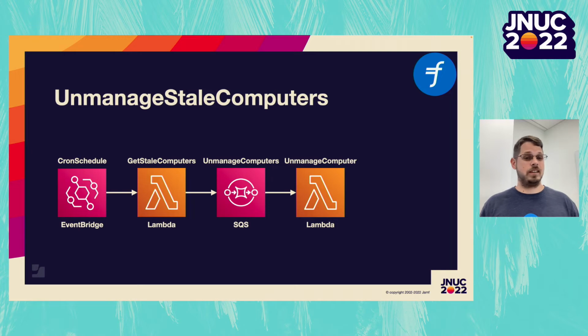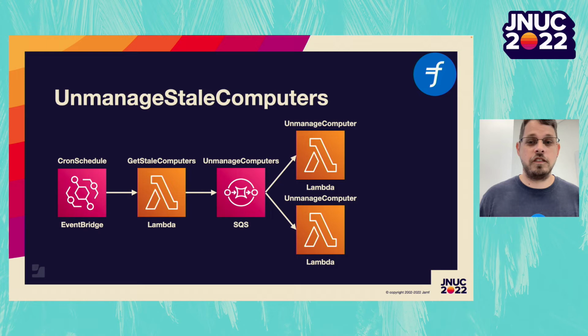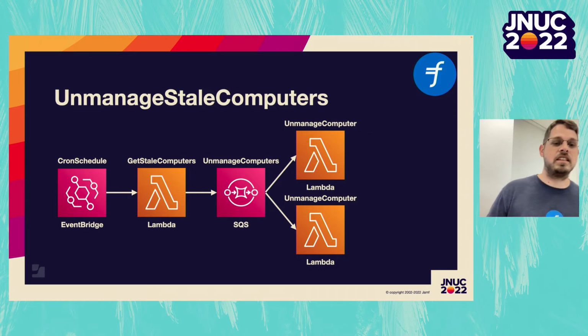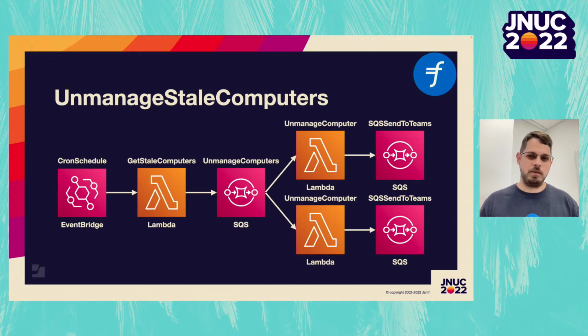Our next example is a little bit more complex, though. It is triggered on a schedule, and it gets a list of computers from a Jamf Pro advanced search. It takes that list of devices from the advanced search, and it puts each of them into a queue, which triggers another Lambda to unmanage the computer. You can think of this as a one-to-many relationship. In fact, when the Lambda completes, it sends a message to Teams by sending a message to that SQS queue that we talked about earlier. As you can see, though, this can get pretty complex pretty quick.